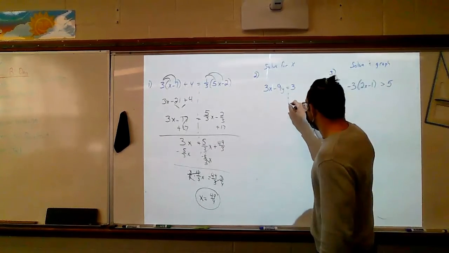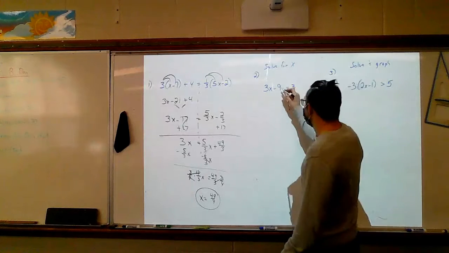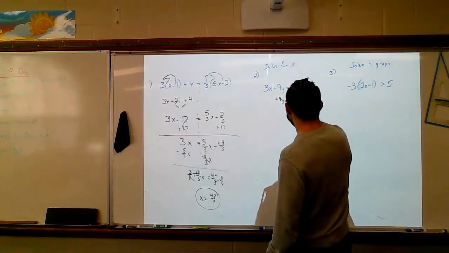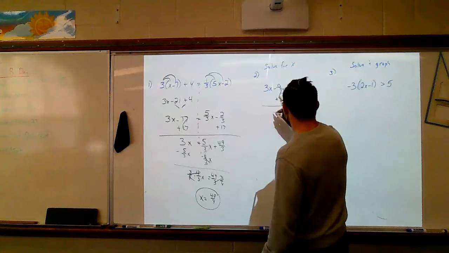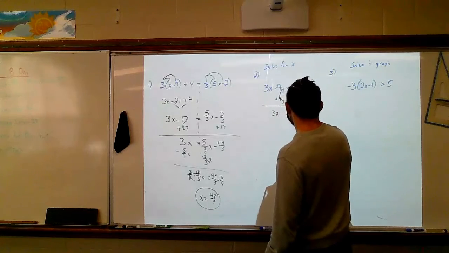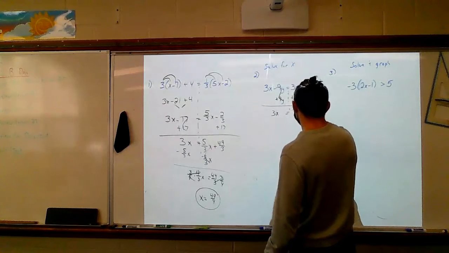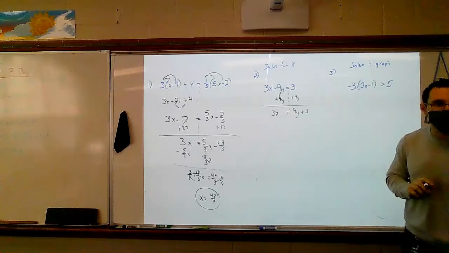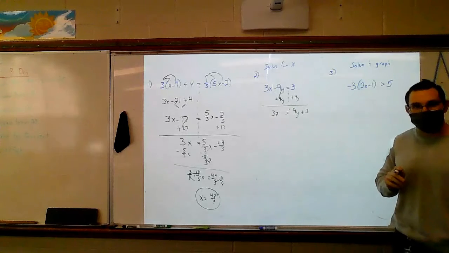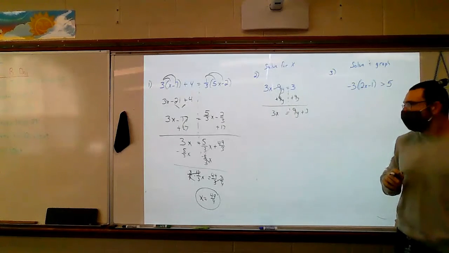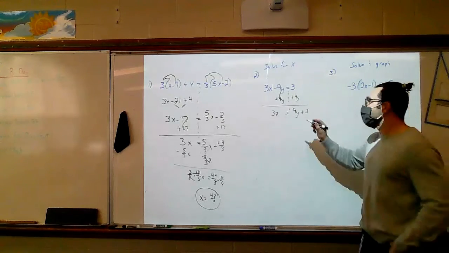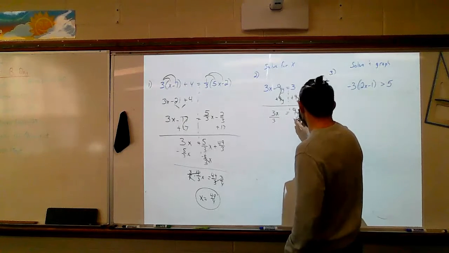Solve for x. So the goal is to isolate the x. I need to move the y. So I add 9y. That leaves me with 3x equals 9y plus 3. Could you have 3 plus 9y? Sure. Everybody with me there? Oh man, this looks kind of like slope-intercept form. Kind of. Divide by 3.